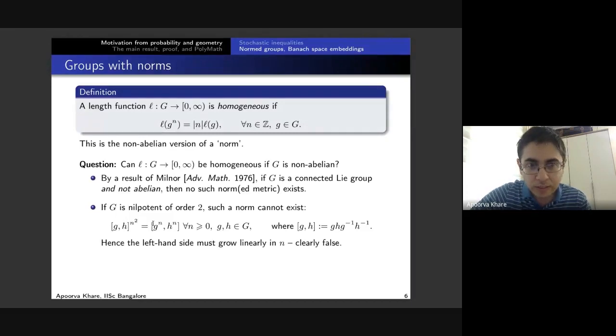So now let us consider this equation. This is true whenever G is nilpotent of order 2. It is not true in general groups, but whenever it is, this is true. That's basically because commutators are central anyway. I'm glad to explain that later.